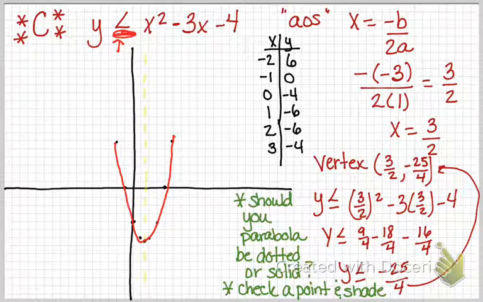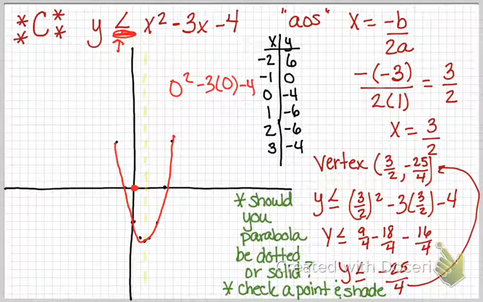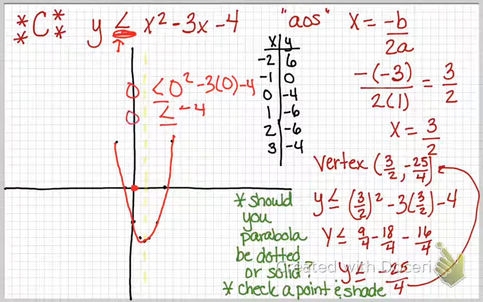Now, because it's an inequality, we have lots of different solutions that could make this true. So we've got to pick a point and check it, just like when we did inequalities. The easiest point to pick, if it's not on the parabola, is (0, 0). You never want to pick a point on the parabola. So I'm going to plug in (0, 0): 0 squared minus 3 times 0 minus 4 should be greater than or equal to 0, if it's true. Let's see. 0 squared is 0. Negative 3 times 0 is 0. So we get negative 4 is greater than or equal to 0.